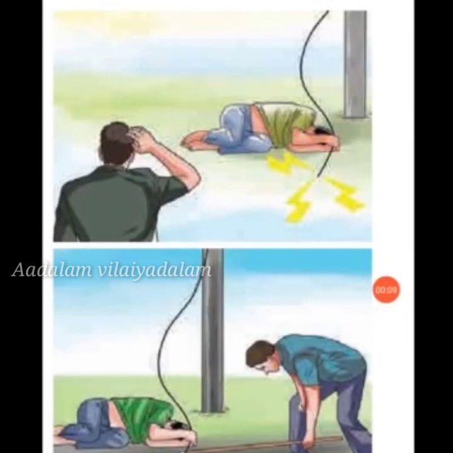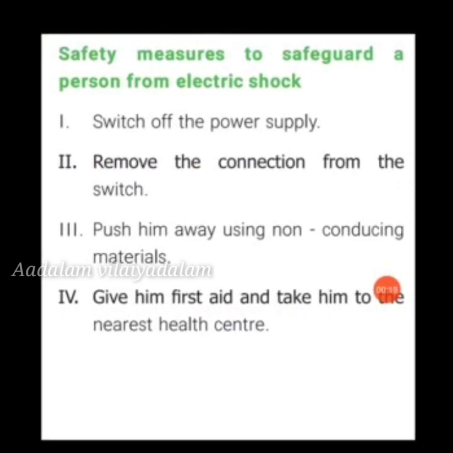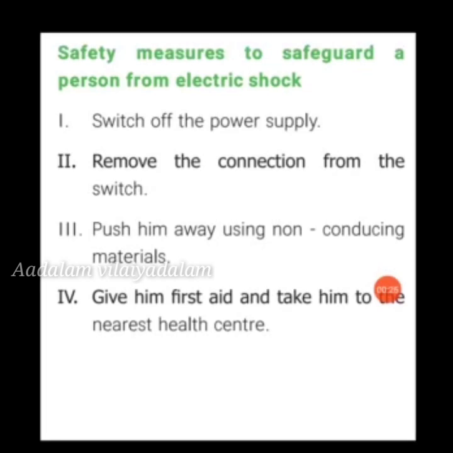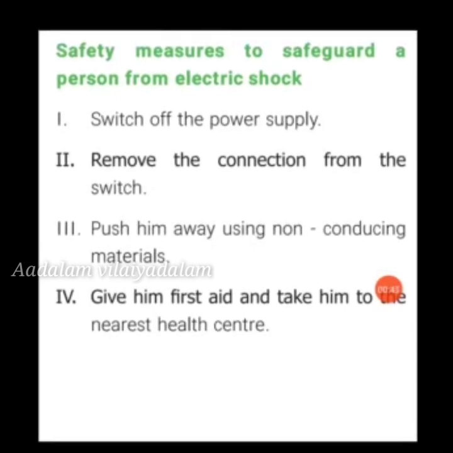Next, if any person gets an electric shock, we should safeguard the person from the electric shock. Safety measures to safeguard a person from electric shock: first step, switch off the power supply. Second step, remove the connections. Third step, using a non-conductor, that means a long stick, push the person away from the electric wires. Fourth step, give first aid and take the person to the nearest healthcare centre. So these are the safety measures.